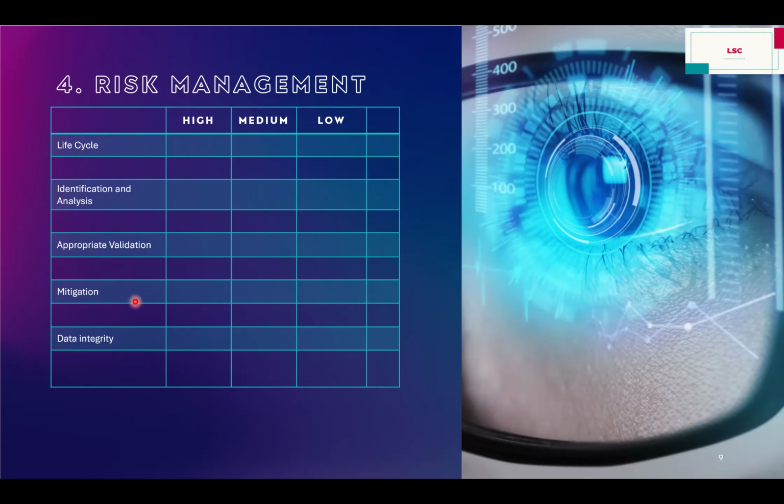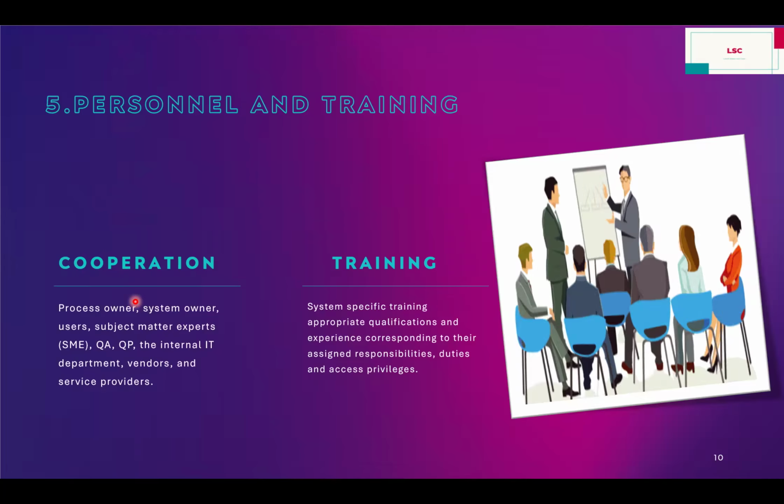Now, data integrity. In QRM, your quality risk management, always remember the three parts: product quality, patient safety, and data integrity. So we have to remember that data integrity is a major part of your risk management. This is also written in Annex 11 in the risk management part.